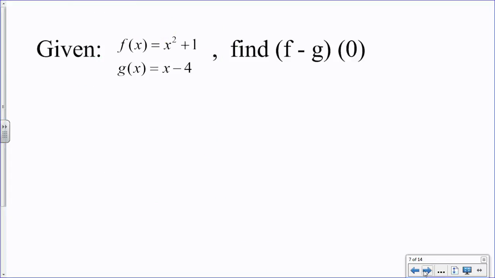So we're going to do one more example, and then we'll stop there. We're going to do this, and then I'm going to show you two ways to do it. I want to find f minus g of 0. First of all, let's find f minus g of x and get that new function, and then we can plug 0 into that.